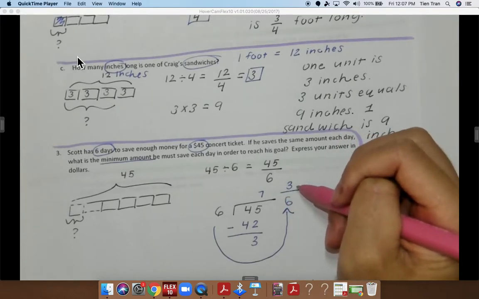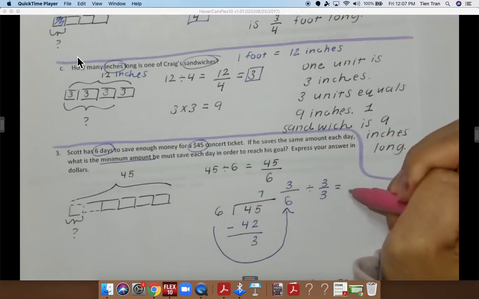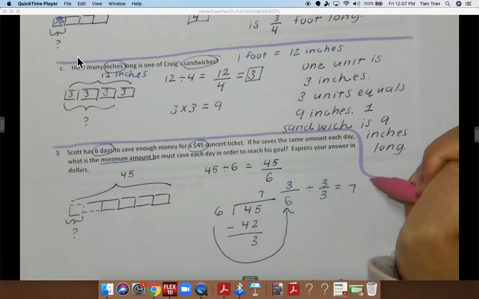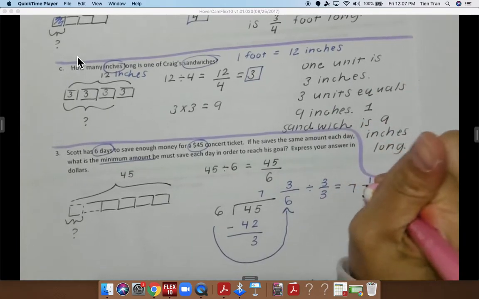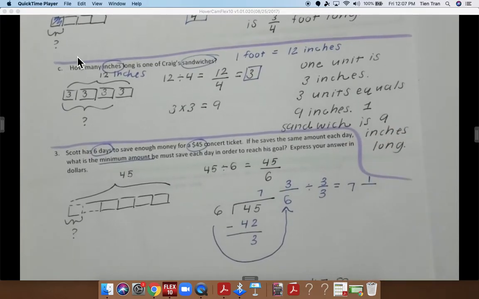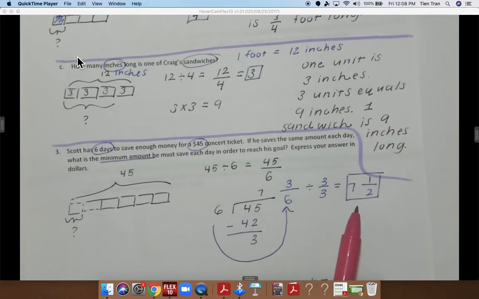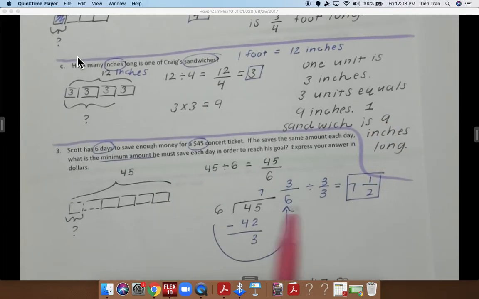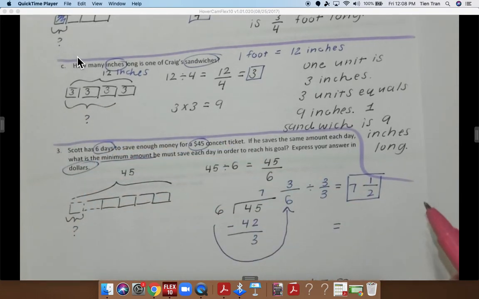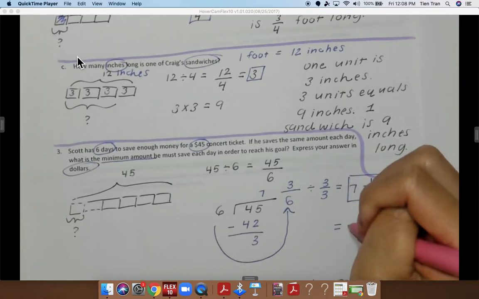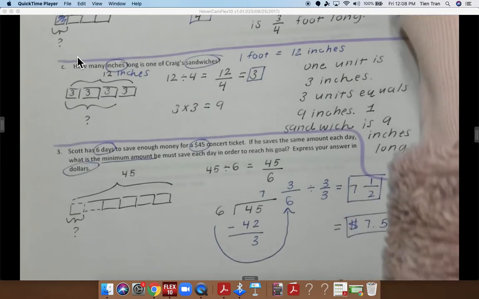Now remember, I can simplify 3/6 by dividing the top and bottom number by 3. So 7 stays the same, but 3 divided by 3 is equal to 1, and 6 divided by 3 is equal to 2. So my final answer is 7 1/2. Now, 7 1/2, think about that. They want you to express this using dollars. So what is half of a dollar? 50 cents. So that means that it is $7.50 that he needs to save each day.